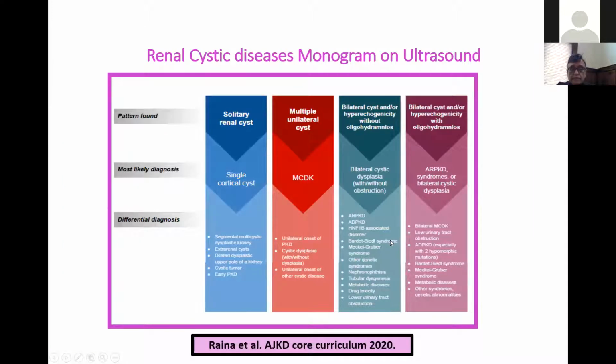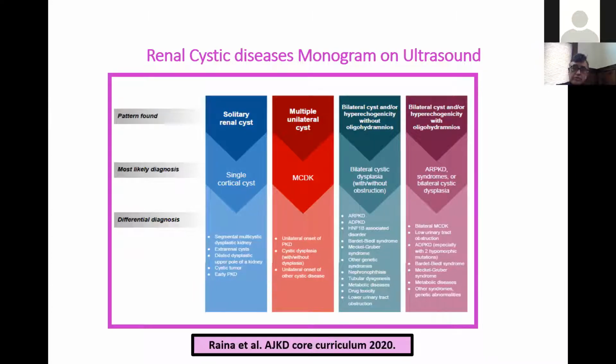This is our paper in AJKD Core Curriculum. I really like the pattern in the ultrasound. Are you dealing with bilateral cysts or hyperechogenicity without oligohydramnios? What are your differentials? What about bilateral cysts or hyperechogenicity with oligohydramnios? If you have a solitary renal cyst, what are you dealing with? If you have multiple unilateral cysts, what are the differentials?